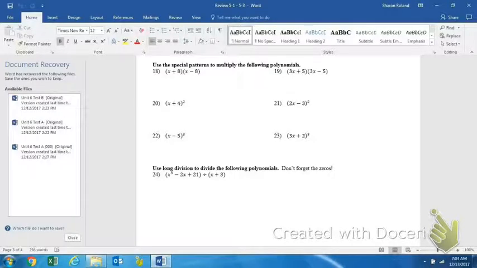Okay, use special patterns to multiply the following polynomials. You have to recognize the pattern first, and this one is the only one that has a plus and a minus in it, so this is the sum and difference. When you have that, you're just squaring the first term minus the square of the second term.